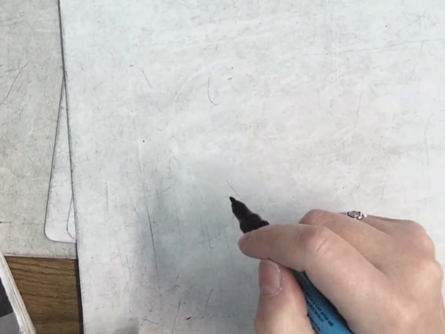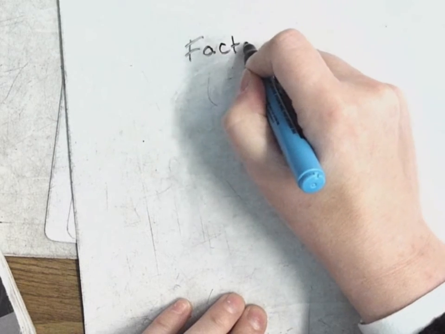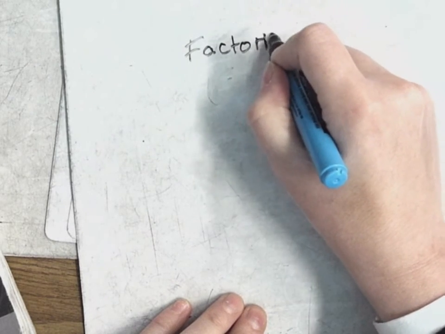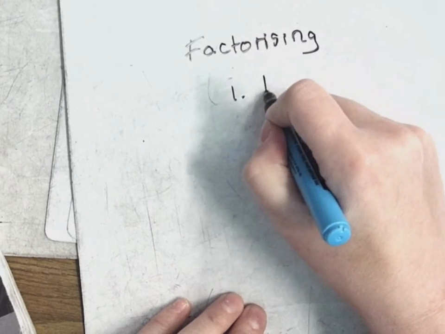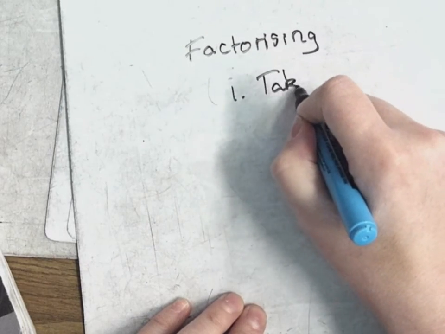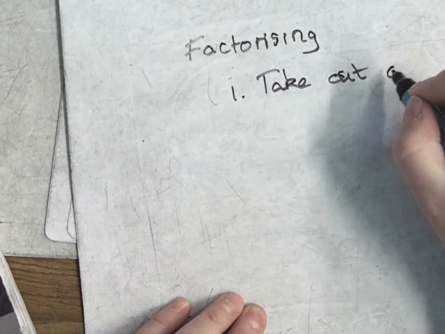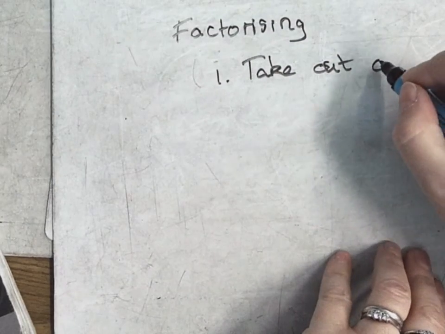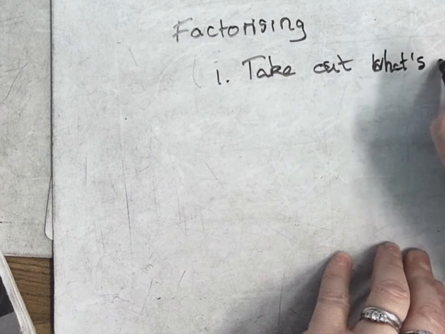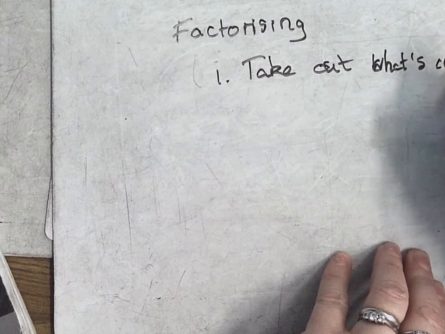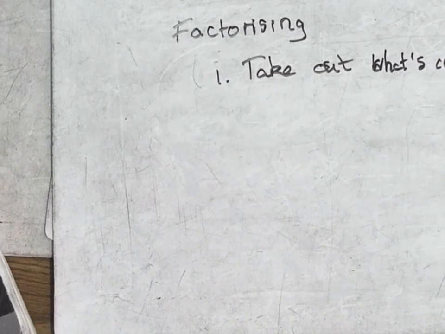Okay, so quick rundown on factorizing. What you always try first, take out what's common. So you see if there's anything common across the whole line, take out what's common. If there's something across the whole line, you take out what's common. You always try that one first.